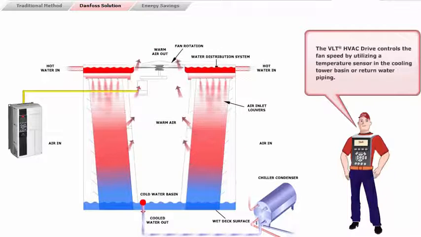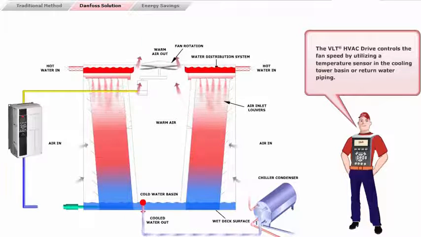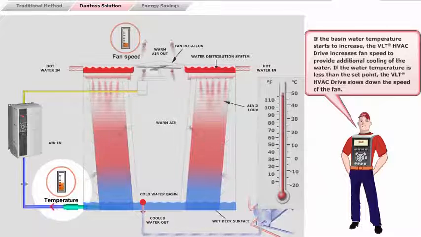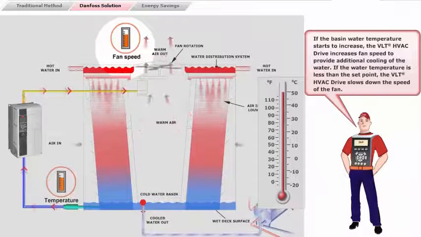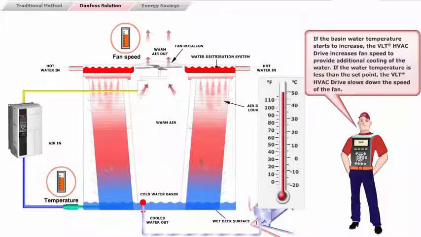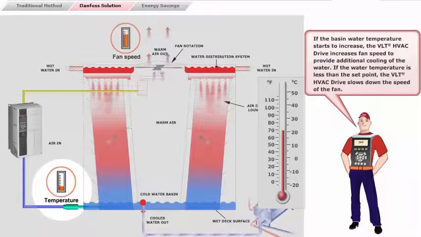The VLT HVAC drive controls the fan speed by utilizing a temperature sensor in the cooling tower basin or return water piping. If the basin water temperature starts to increase, the VLT HVAC drive increases fan speed to provide additional cooling of the water. If the water temperature is less than the set point, the VLT HVAC drive slows down the speed of the fan.